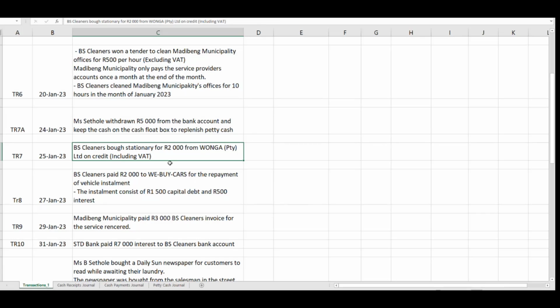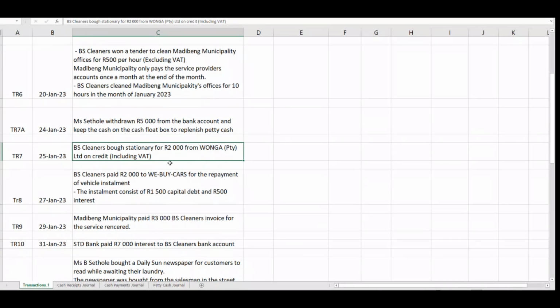Transaction number 7 says Ms. B.S. Tutole bought stationery for 2,000 rand from Wonga Ltd on credit, including VAT. There is VAT here, right? Yes. Are we buying or selling something here? We are buying. And when we are buying, do we use VAT input or VAT output? We use VAT input, that is correct.